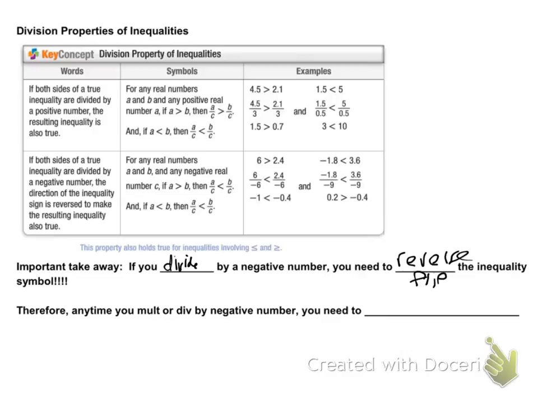Therefore, now we can say anytime you multiply or divide by a negative number, you need to reverse the inequality symbol. It's as easy as that. Under normal circumstances, you're good to go. You don't need to change anything if everything's positive. But as soon as we put a negative in there, you have to flip, no matter what you're doing, multiplying or dividing.